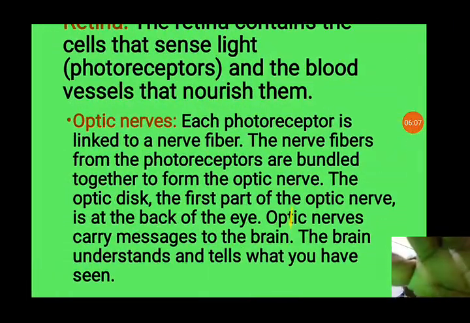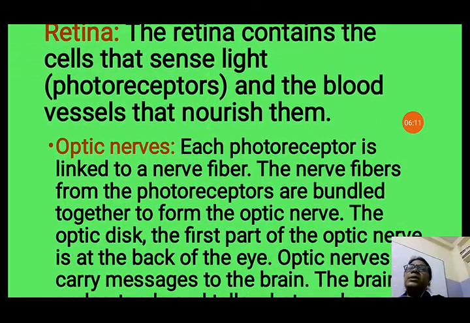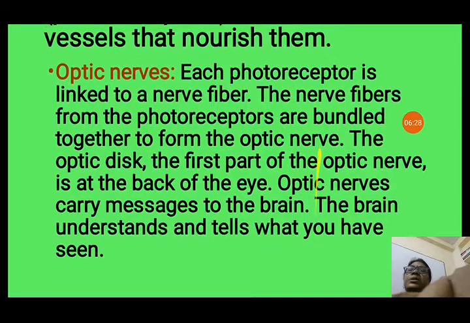Now, next is retina. What is retina? The retina contains the cells that sense light, the photoreceptors you can say, and the blood vessels that nourish them. In the retina, photoreceptors receive the signals from the light that focuses on the retina, and the blood vessels present there supply nourishment to the retina.